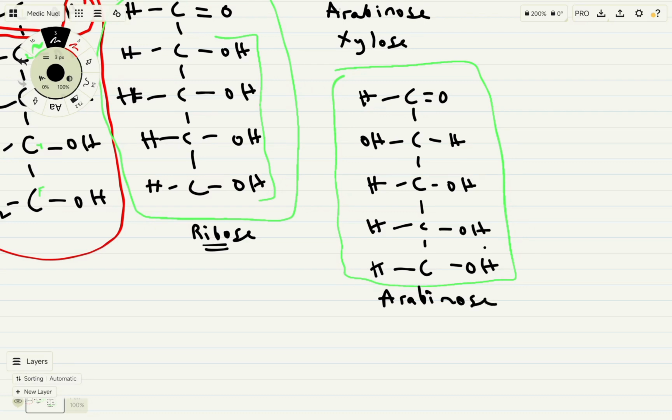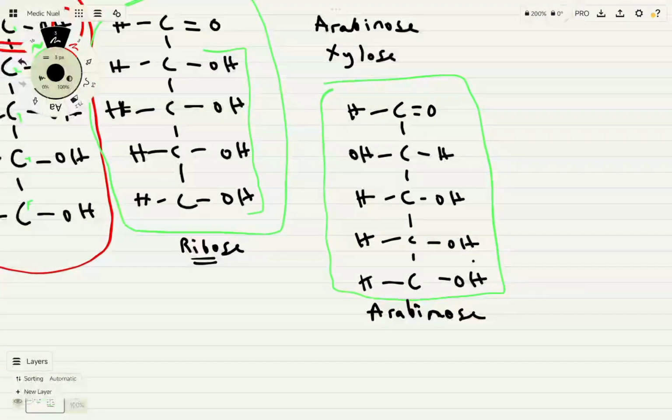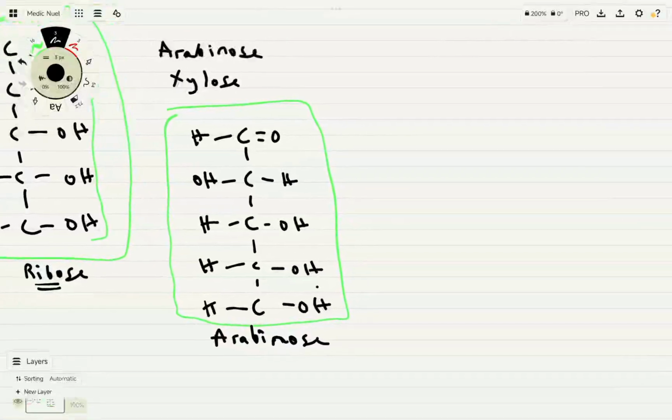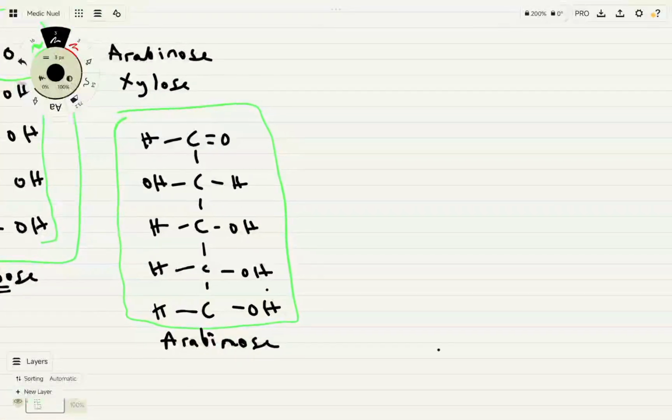Now I am sure most of you can predict what xylose is going to be. I want you to pause the video and try to draw xylose based on the hints I've given you. Now to draw xylose is very easy. Just draw the same thing, 1 2 3 4 5, and once you're able to draw your ribose, arabinose and xylose is very, very easy.